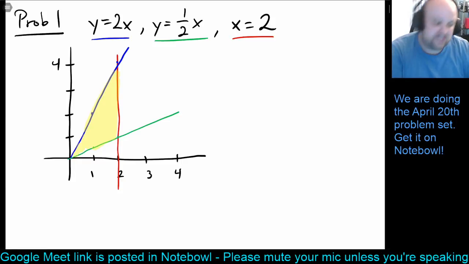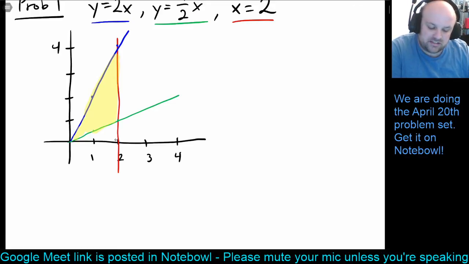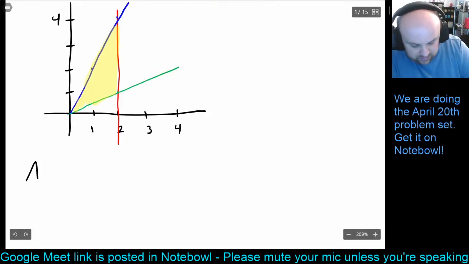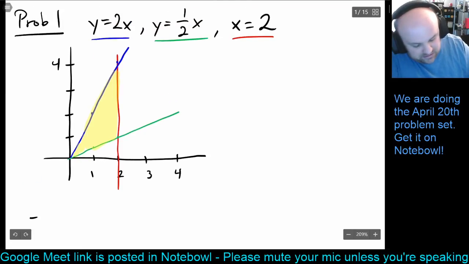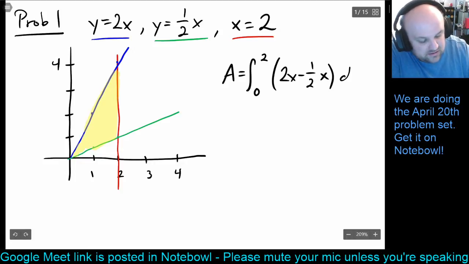So what we need to do is an integral here of the top minus the bottom. Because if we do that, we're essentially saying take the area under the blue one and subtract the area under the green one. These both cross at the origin, and this is stopping at x equals 2. So the area is going to be the integral from 0 to 2 of the top function, 2x, minus the bottom function, 1/2 x, dx.